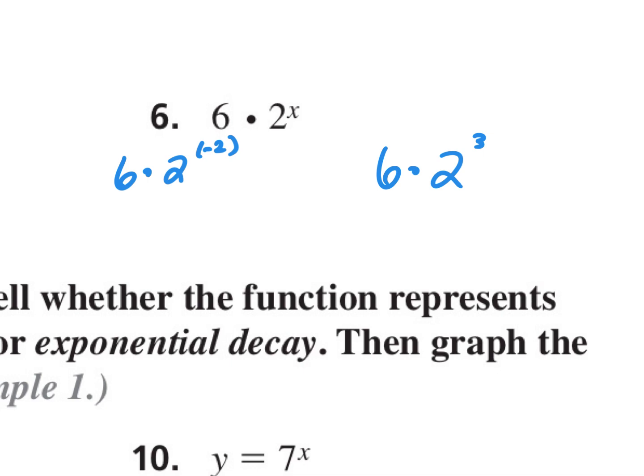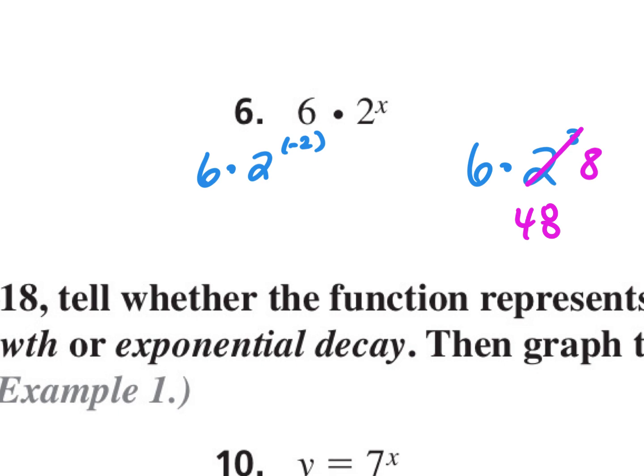Let's start on the right. What is 2 to the 3rd power? 2 times 2 times 2? 8. So 6 times 8 is 48, correct? In your calculators, guys, if you do 2 to the -3rd power, you're going to get a funny looking decimal.